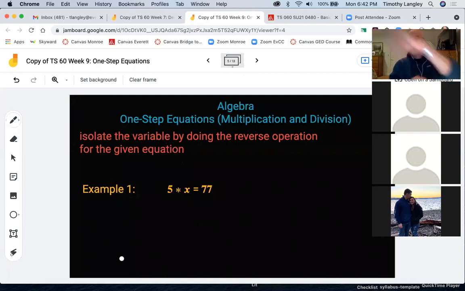Hey, if you're adding on one side, then subtract. So you're going to do the reverse, the opposite, to get x by itself. You're doing the opposite operation. Okay. All right. Let me give you a few more seconds to copy that. And then go ahead and write down example 1 here.